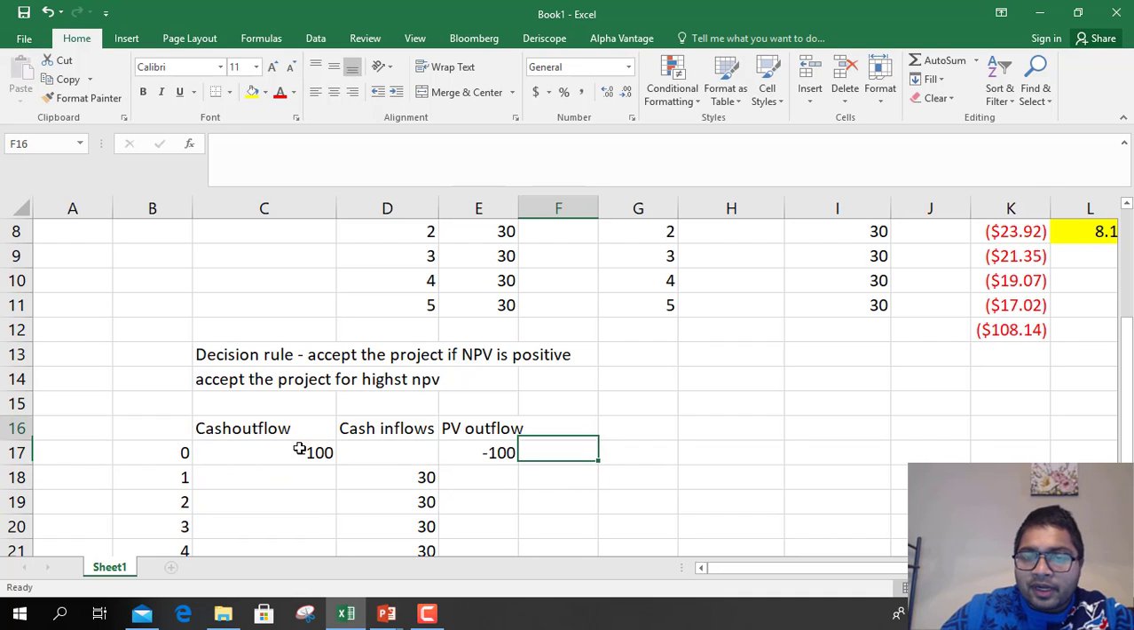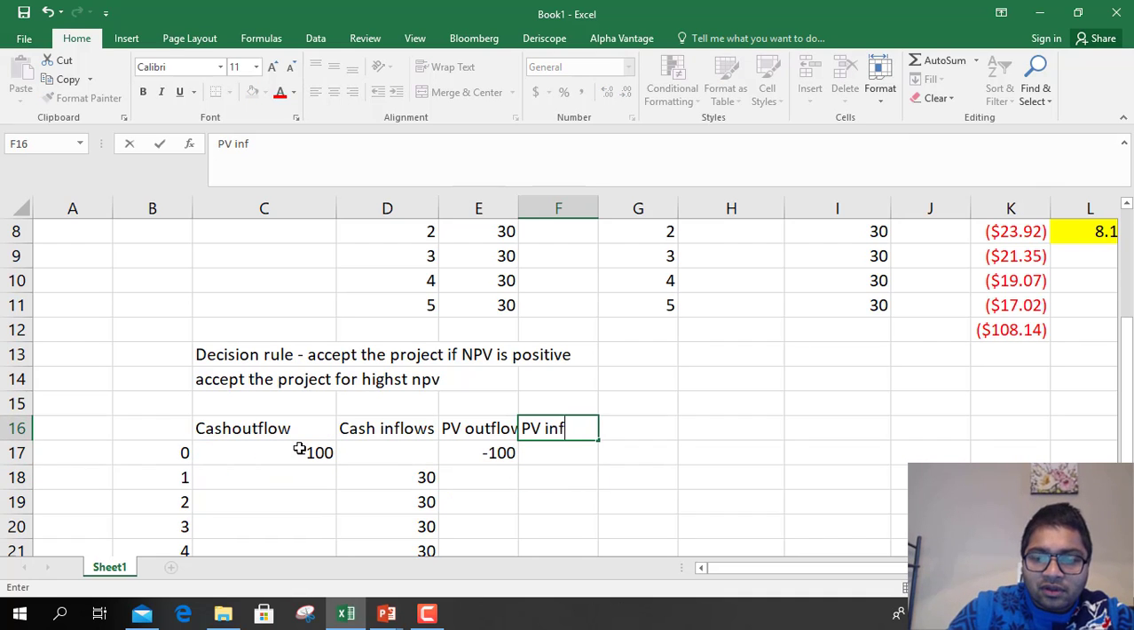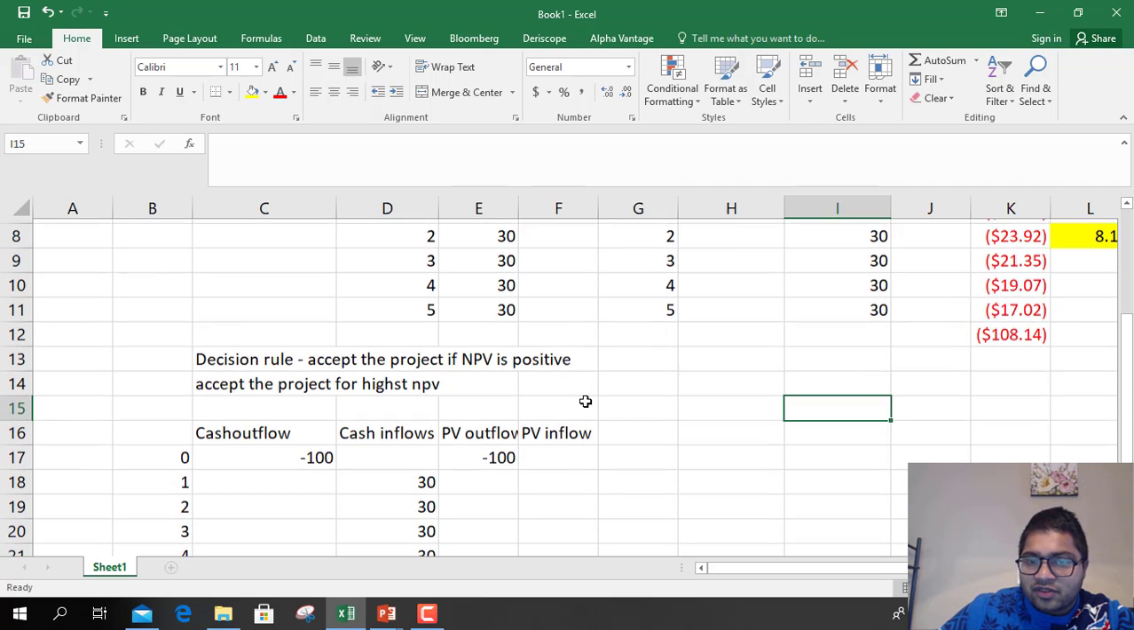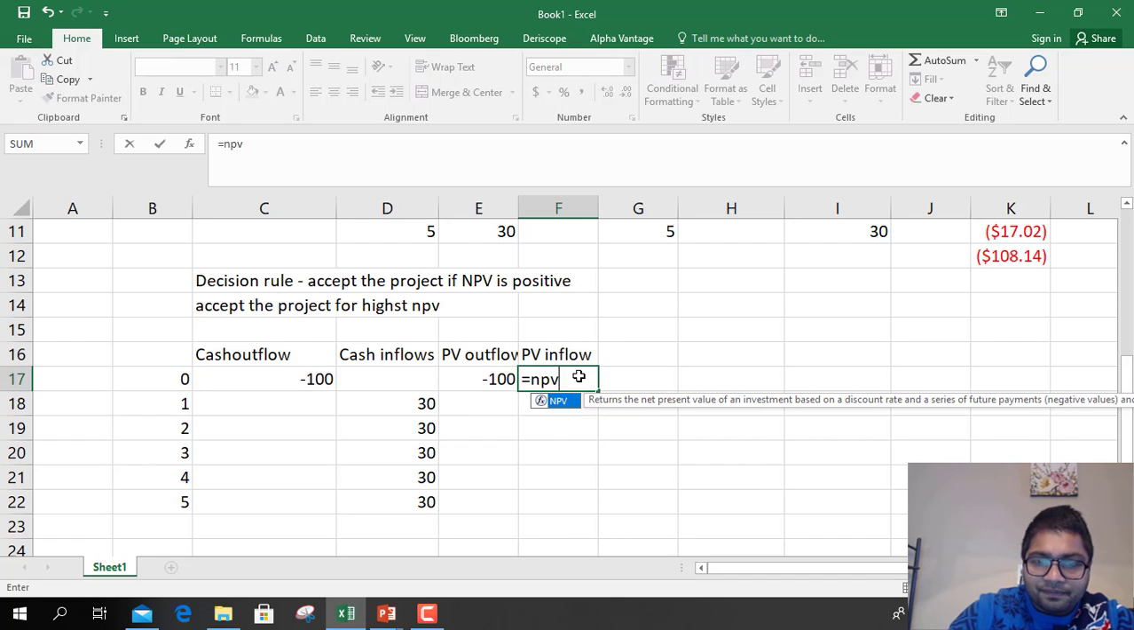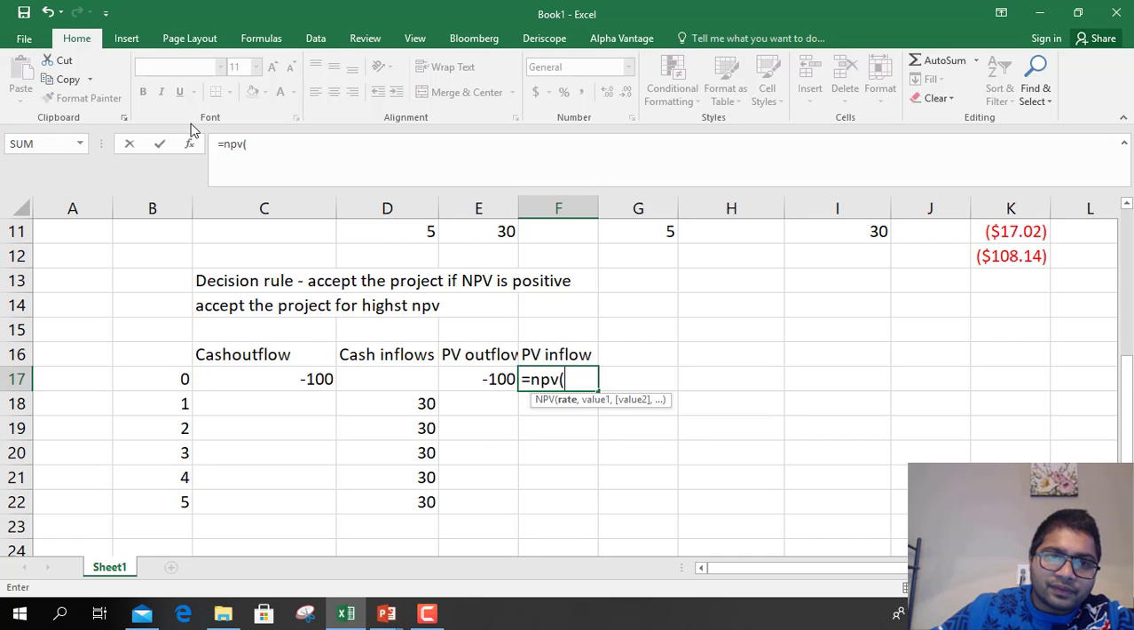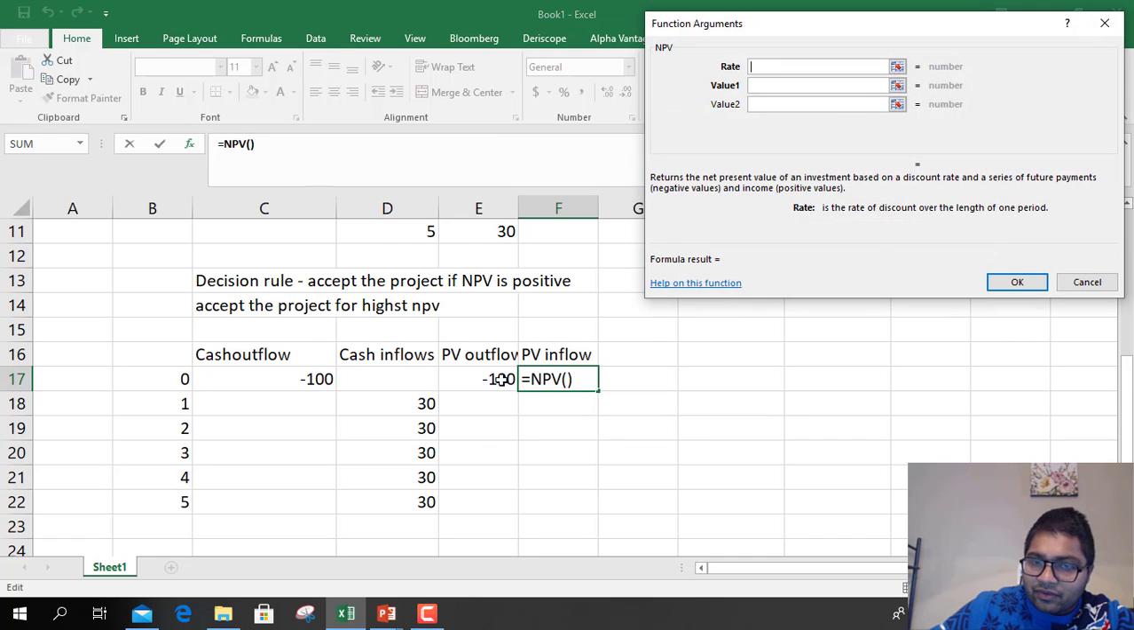Okay. Present value of inflows: instead of discounting each and every cash flow, we can use a simpler method. The simpler method is the NPV function. So equals NPV, bracket open, click on FX, NPV, net present value function, bracket open, rate of return 12%. Now values.